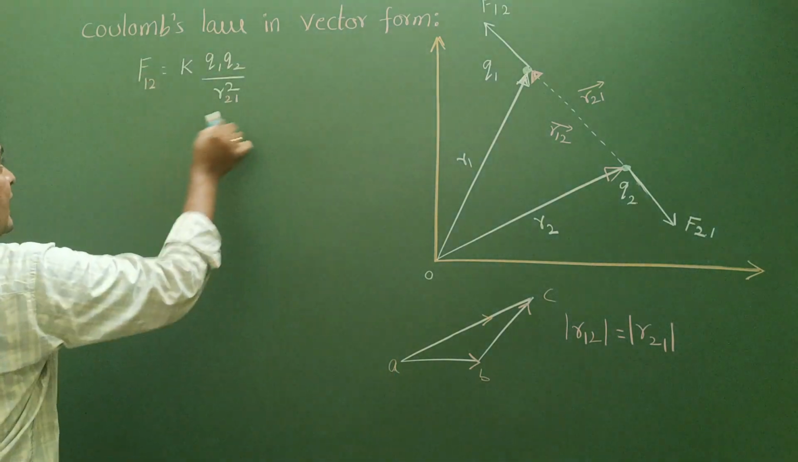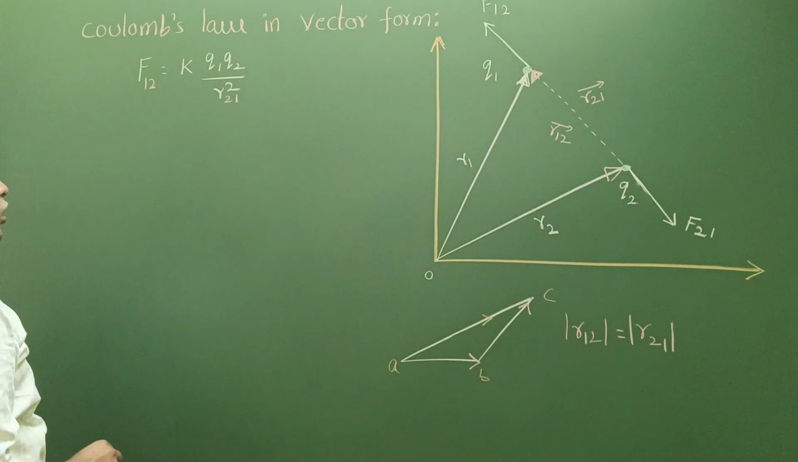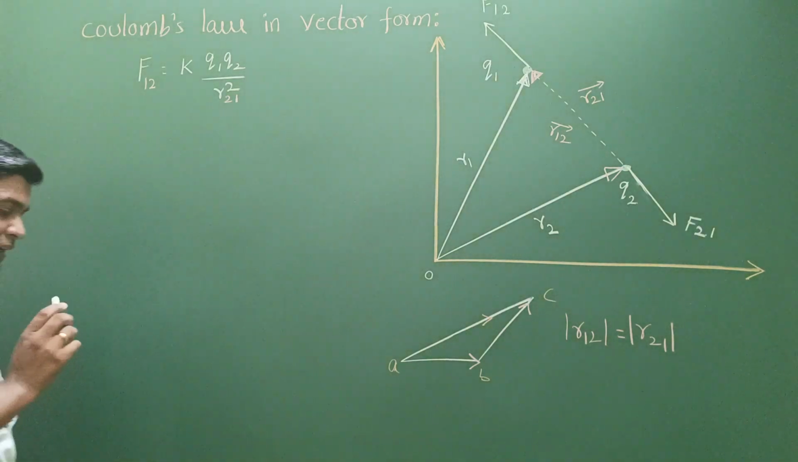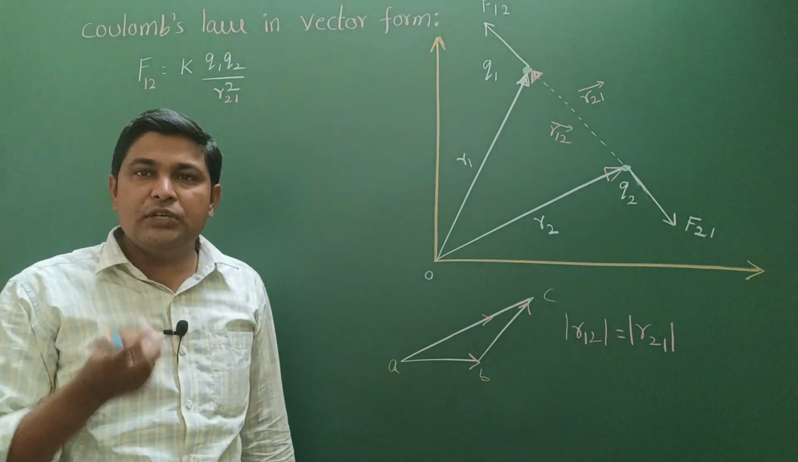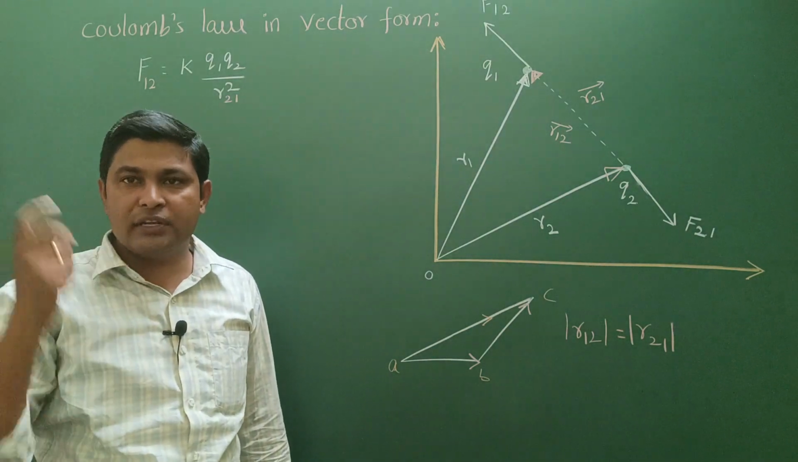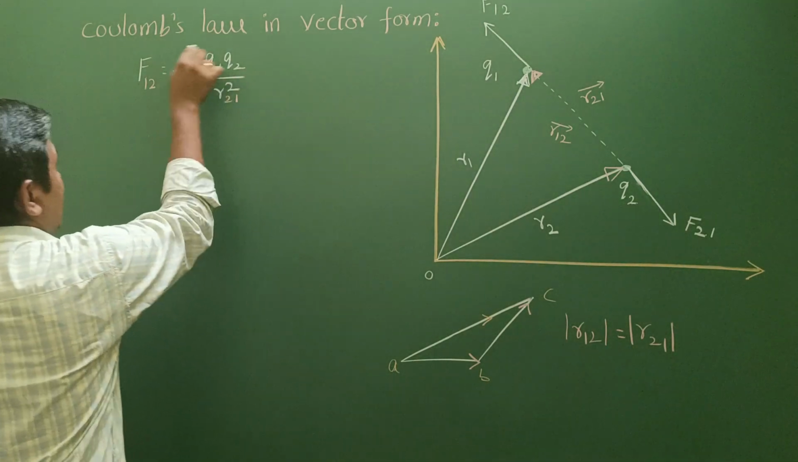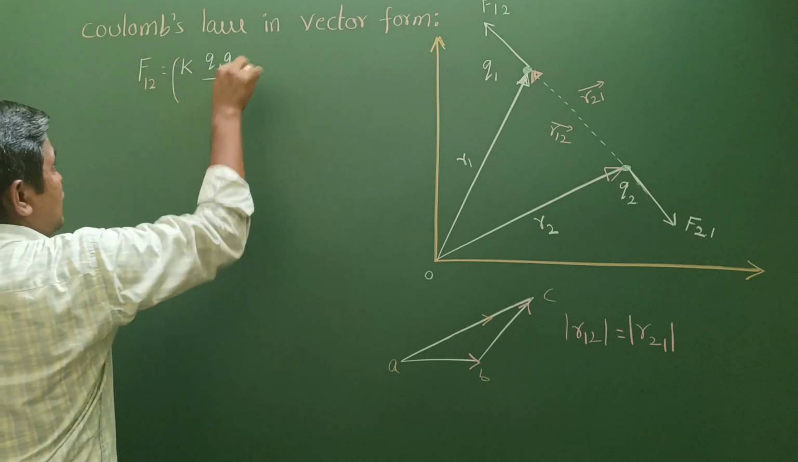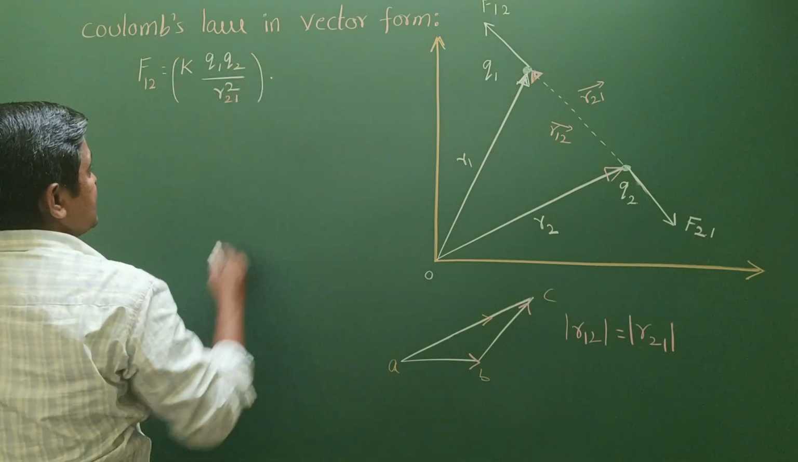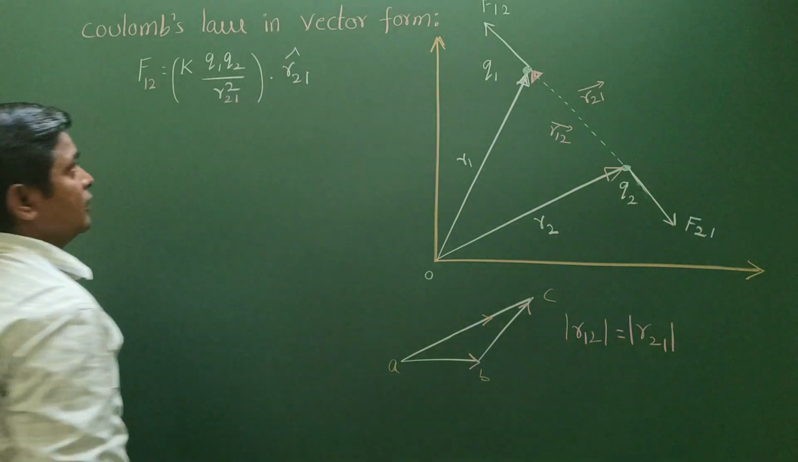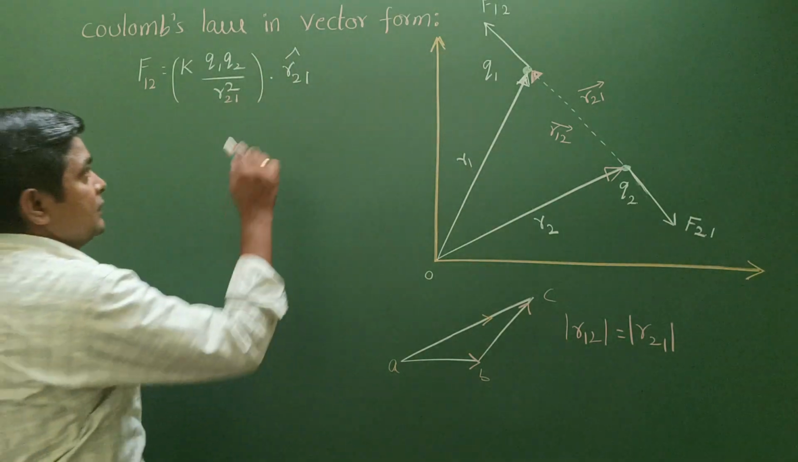Force magnitude you can identify with this. But if you are talking about direction also, what is the speciality of vector form? The advantage in vector form is that you can represent both magnitude and direction in a single notation. That's why you say this is magnitude, but what about direction? Direction is represented with R2 to 1 unit vector representing the direction.